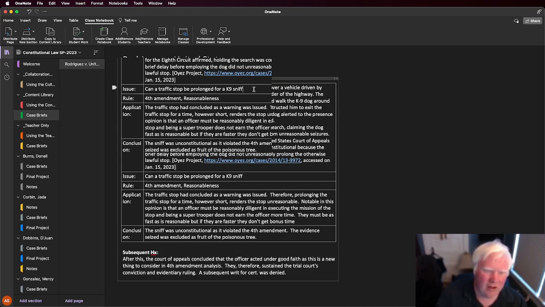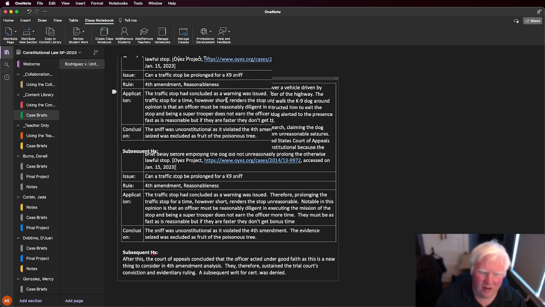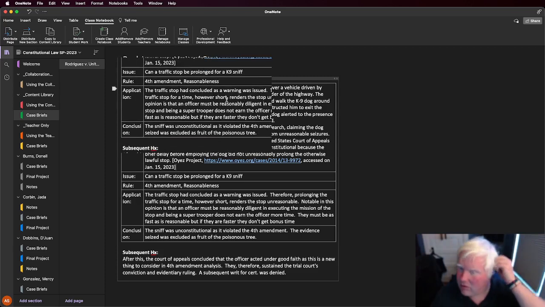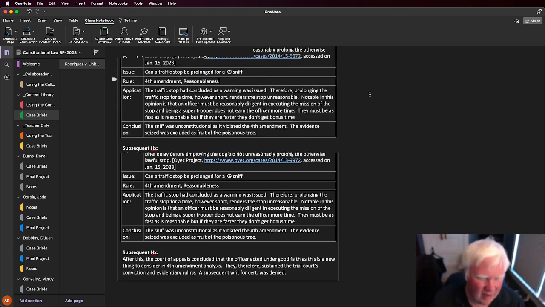So here the rule is going to be the Fourth Amendment, and specifically, we could list other things here, but it's going to be the reasonableness of the search. So if we were to write this out as an equation, we'd say conclusion equals facts plus rule. And we could rewrite it as facts plus rule equals application. So conclusion is equal to the application.